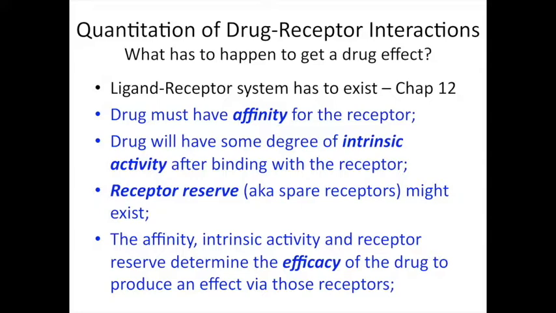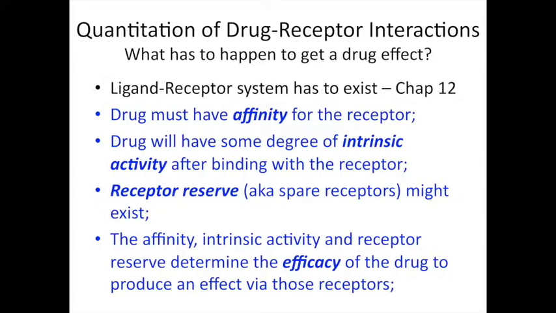So this is the slide we had up last. Again, first we have to have a ligand receptor system, and that was all the first handout. That was all about how cells talk to each other. Drugs are going to, for the most part, jump on that system and use it. So we're going to have affinity. We're going to have intrinsic activity. That's the ability of an individual drug molecule, after it binds, to do something to that receptor.